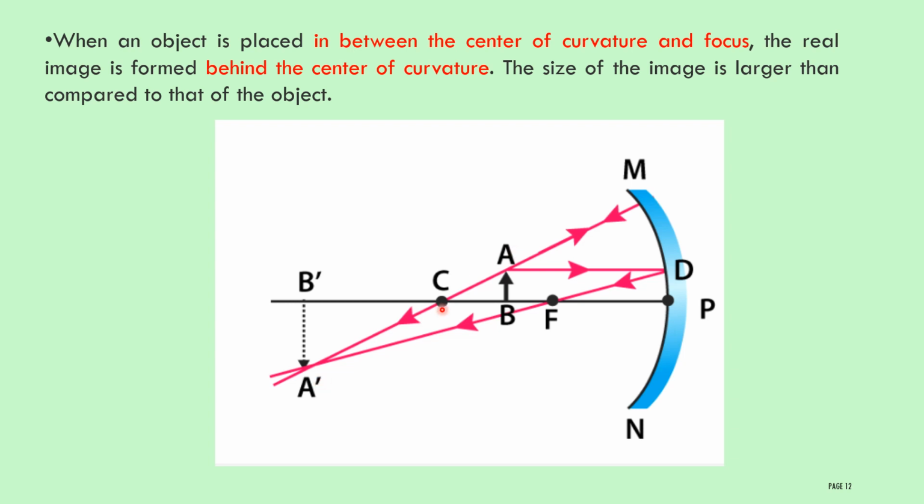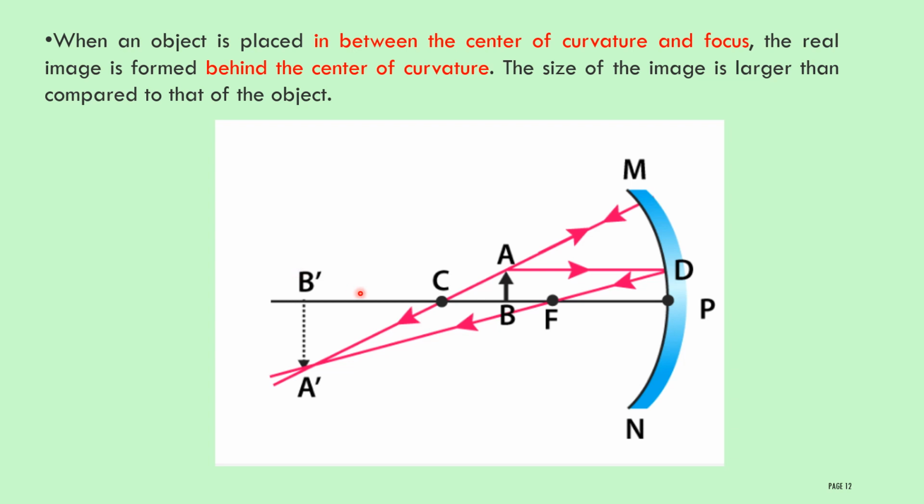The next ray, if any ray passes through the center of curvature, then after hitting the reflecting surface, it will come back in the same direction. It will meet at a single point A dash. Here also we consider two rays. The two rays will meet at a single point A dash. Therefore, this is the position of the image. The image will form at this position. If you extend this, you will get the position of the image.